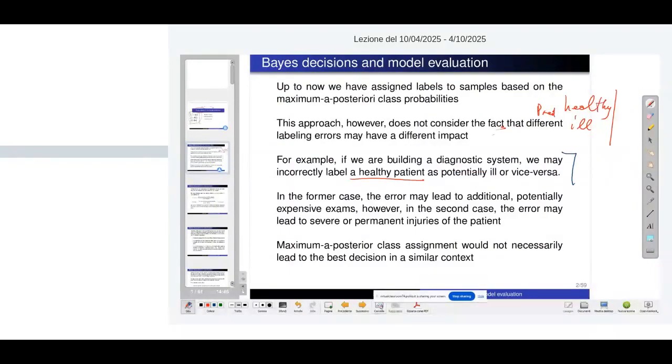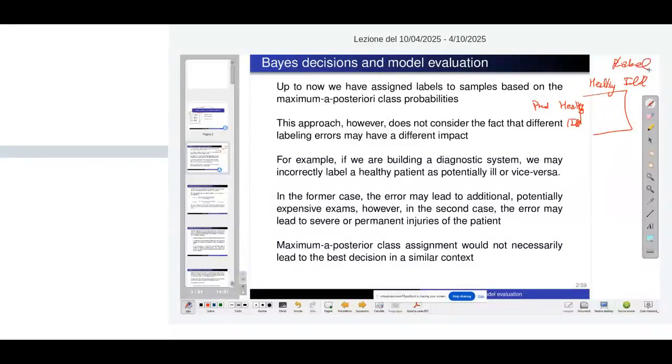Now, let me draw it somewhere else. Draw it here. We can have healthy and ill. These are the possible predictions. And now these predictions can be given to what? To a healthy patient or to an ill patient. So this is the real label of the patient.